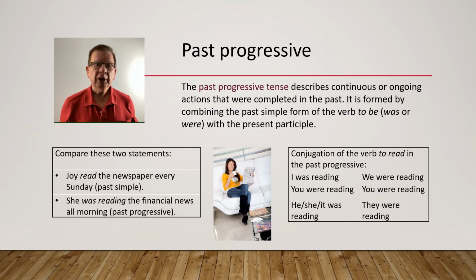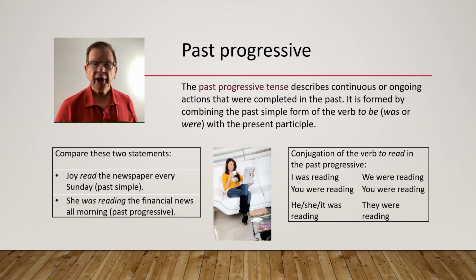Now we're going to talk about the past progressive tense. This tense describes continuous or ongoing actions that were completed in the past. It is formed by combining the past simple form of the verb to be, was or were, with the present participle. Let's compare these two statements.